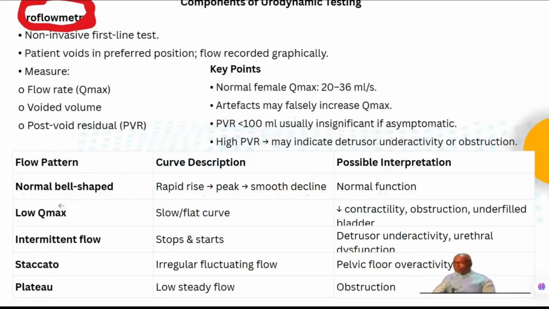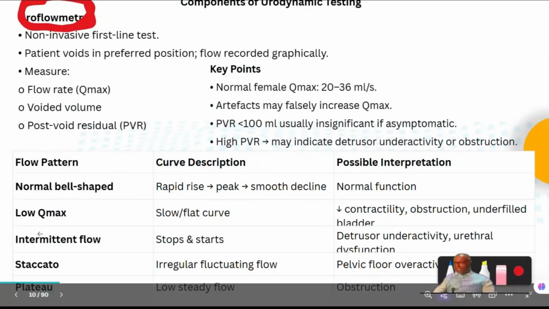Sometimes there can be low Qmax. The curve will be slow and/or flat. That indicates decreased contractility, obstruction, or an underfilled bladder. Then there can be intermittent flow which stops and starts. This indicates detrusor underactivity or urethral dysfunction. There can be a staccato flow pattern, which indicates irregular fluctuating flow and pelvic floor overactivity, or there can be a plateau, that is low steady flow, that indicates obstruction.